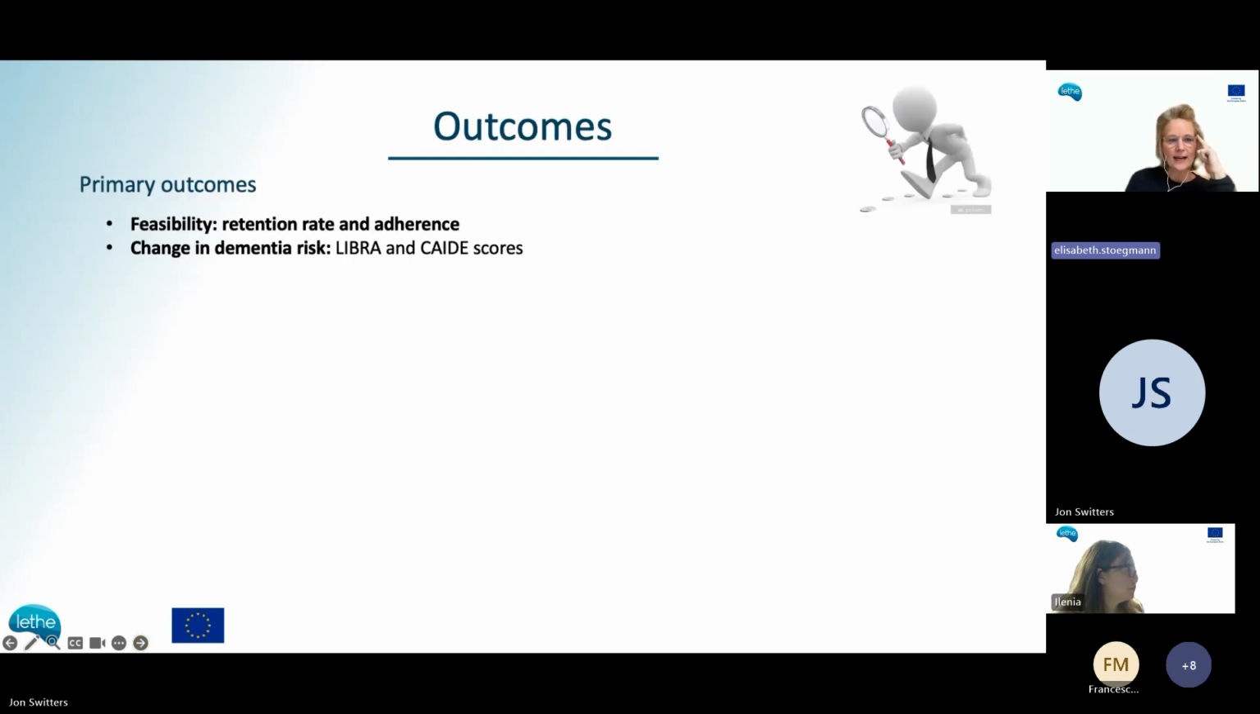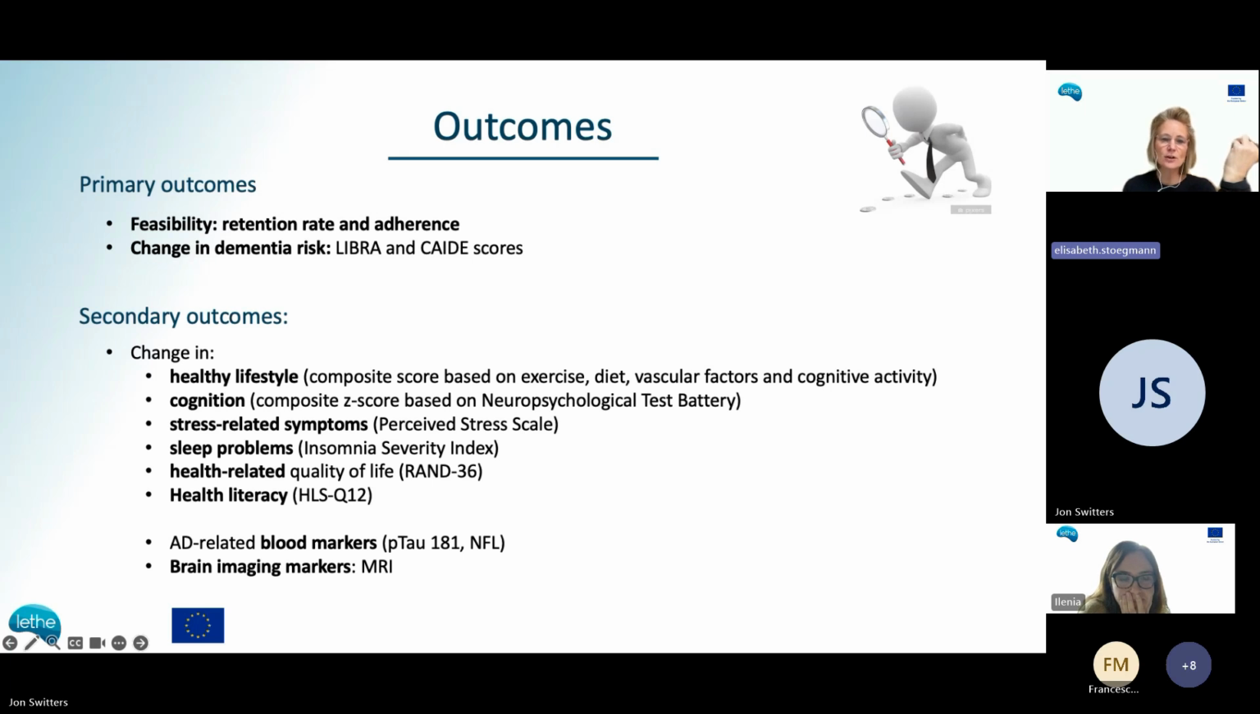So what are our outcomes? We have as primary outcomes the feasibility. On one hand, the retention rate, how many participants can complete the trial, and on the other side, the adherence, so the attendance of the participants at the intervention sessions, but also with the Lethe app. And another primary outcome is the change in dementia risk. We already mentioned the KIDE score, and another score is the LIBRA score, which mainly comprises modifiable risk factors.